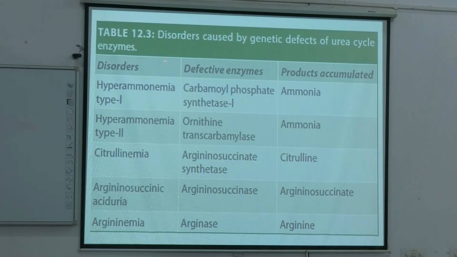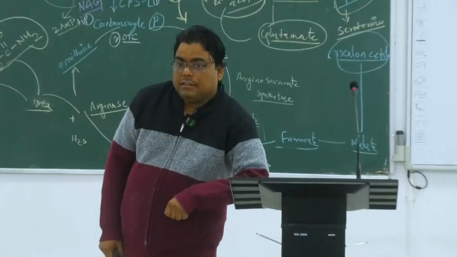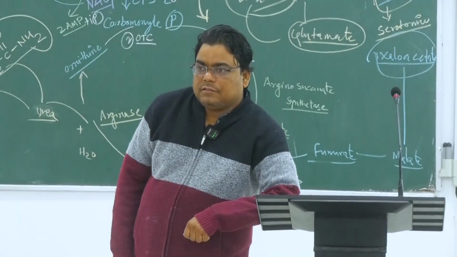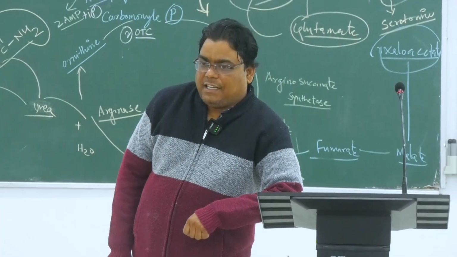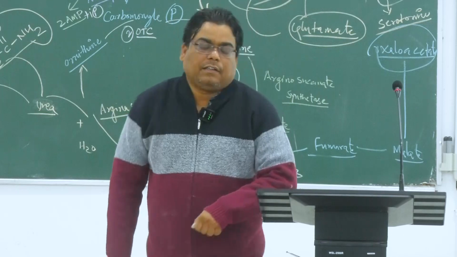These all are the disorders. Hyperammonemia first, hyperammonemia second. Okay, I will ask a question. CPS first is present in the mitochondria. Where is this CPS second present? Huh? Cytosol. Cytosol in the liver.